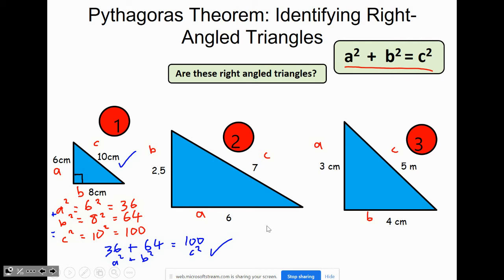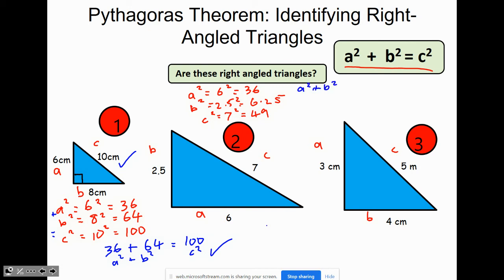For the second one then, we have A is 6. If A is 6, then A squared is 6 squared, which is 36. B squared is going to be 2.5 squared, and 2.5 squared, you can do that on the calculator. You get 6.25. And then C squared, well, that's 7 squared, which is 7 times 7, which is 49. So let's test it out. Let's see if it is true. Is A squared plus B squared equal to C squared?